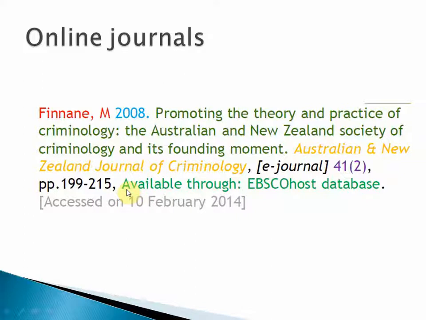Then remember I said to you when you're using a website you use available at? Well, now we use available through. And the reason for that is you have to go through the database to find this article. It's not on a website. And all you do is list the database's name, which is EBSCOhost for you. And again, same as the website, what date you accessed it on. Okay, just so we know if the information has changed or not. So it seems like a lot of information, but it is the same process as a website. It's just telling the reader where they can find the information.